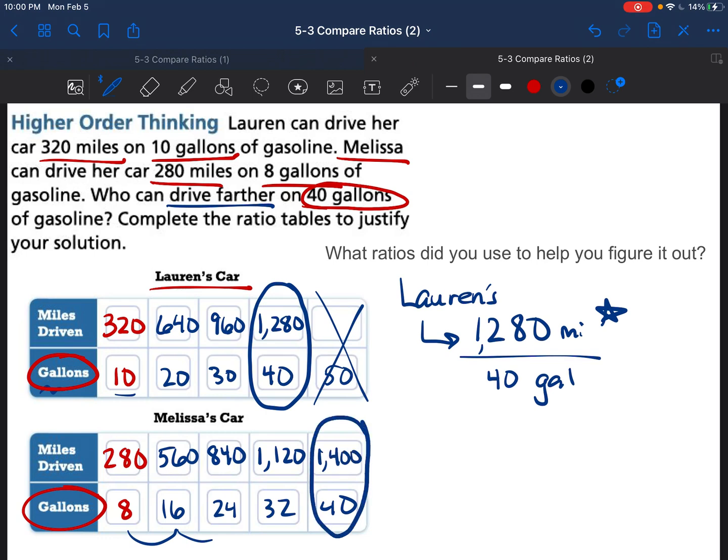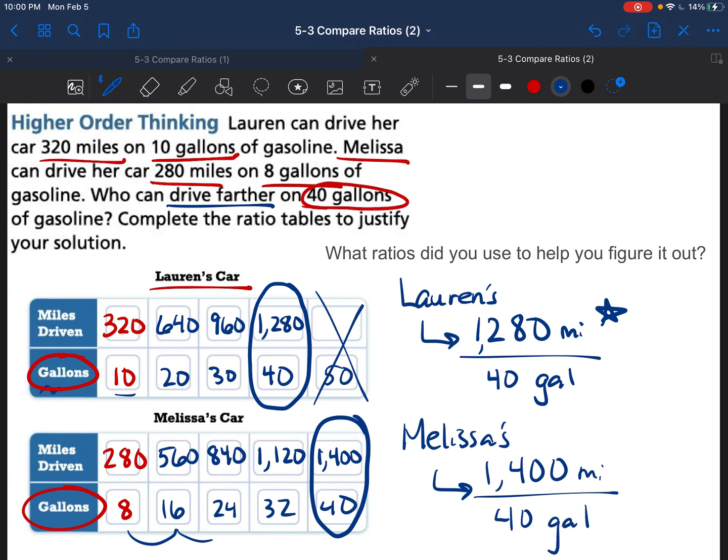So in this case, when there are 40 gallons, for Melissa's car, she goes 1,400 miles on 40 gallons. So if we're seeing who can drive farther on 40 gallons, well, who goes the most miles on 40 gallons? And that would be Melissa's, okay? So again, the biggest thing that you need to figure out when you're doing these problems is just what number do they have in common?